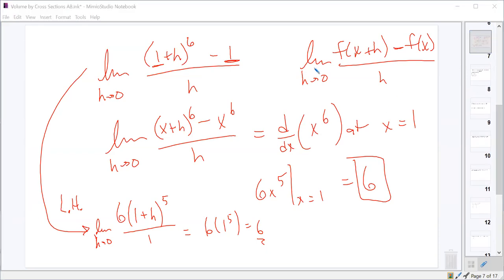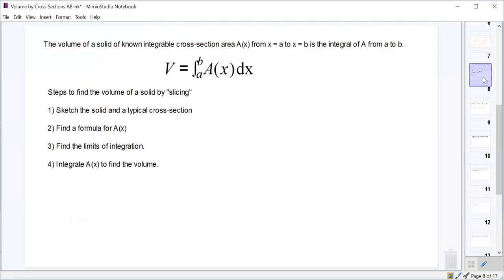So what we're going to do now is move in to volume. And volume stuff starts to get a little bit more complicated than the area stuff. We're going to start today with what we call the volumes of solids with known integral cross-sectional areas, which seems like a lot, but seems confusing. But it's not that bad.